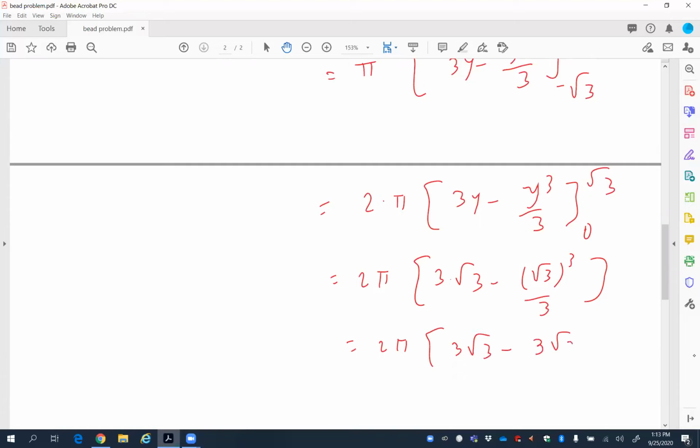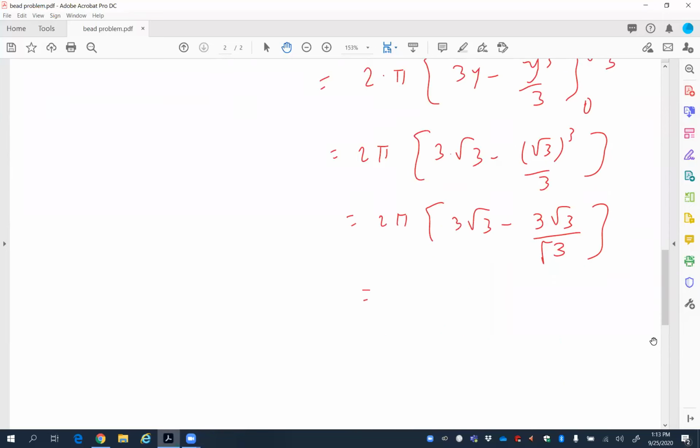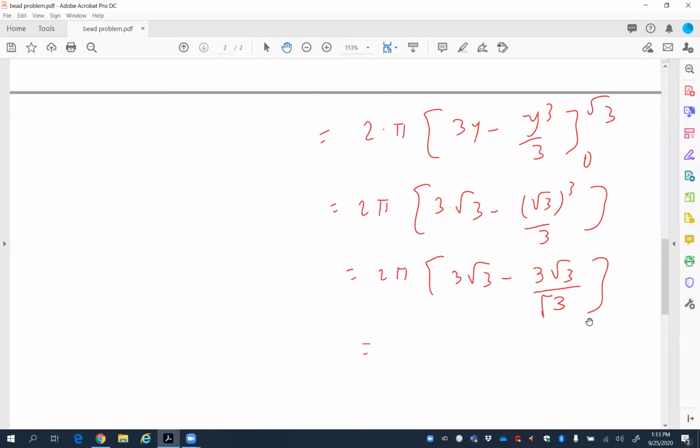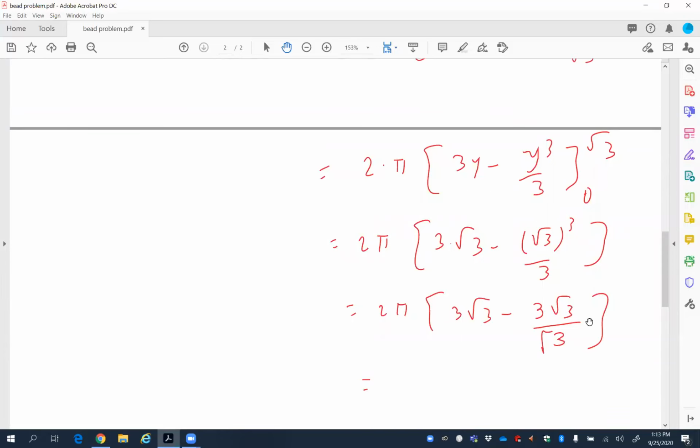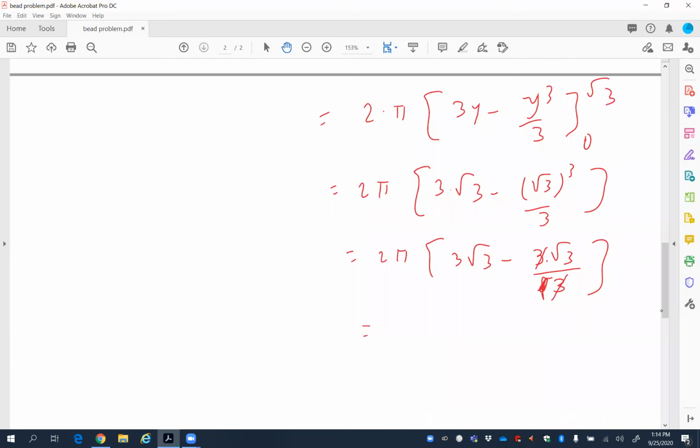3 square root of 3, and if you cancel this square root of 3, so what I'm getting here, y cubed over 3, 3 and 3 cancel. 3 square root of 3 is 3 times this square root of 3, minus 1 square root of 3 gives you 2 square root of 3.